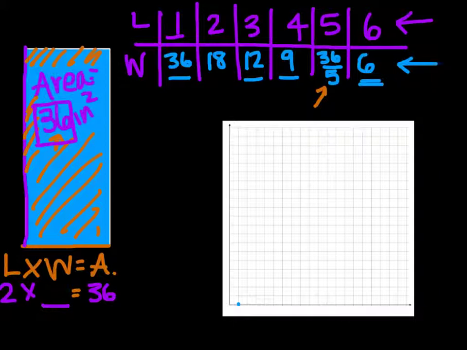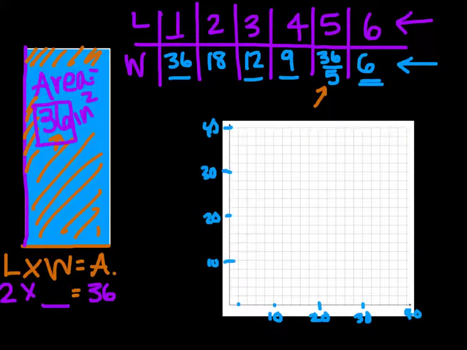1, 2, 3, 4, 5. That's 10. 1, 2, 3, 4, 5. That's 20. We're going to do the same thing. 1, 2, 3, 4, 5. That's 30. And then our last one is 40. And we're going to do the same thing vertically. Hold on and it'll magically appear.